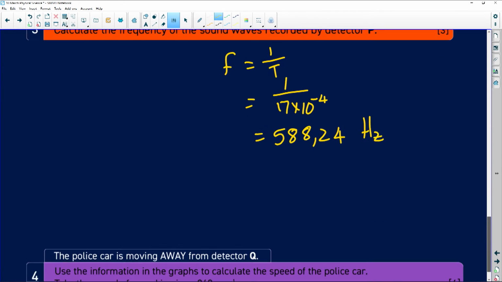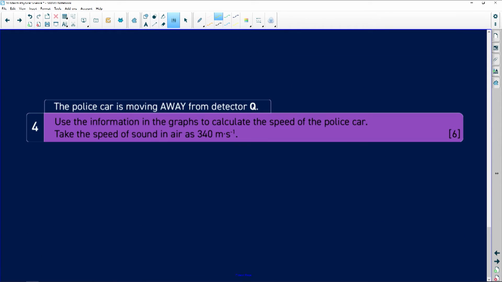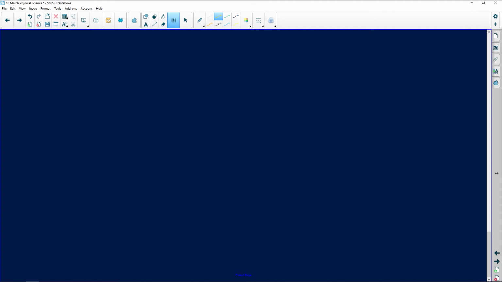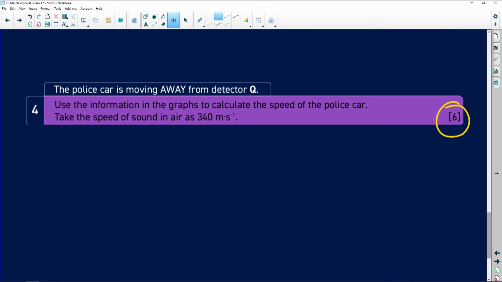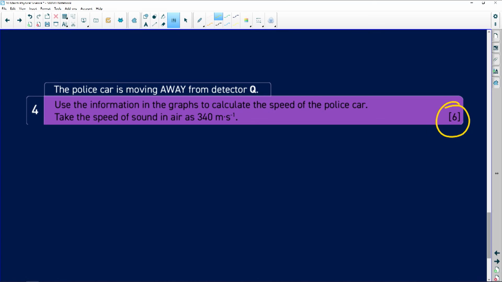Okay, next question. So here's our higher order question. So this is the biggie. It's for 6 marks, so this is clearly the higher order, the level 4 question. Let us have a look at what they want us to calculate. It says the police car is moving away from detector Q. Use the information in the graphs to calculate the speed of the police car, and take the speed of sound in air as 340 meters per second.